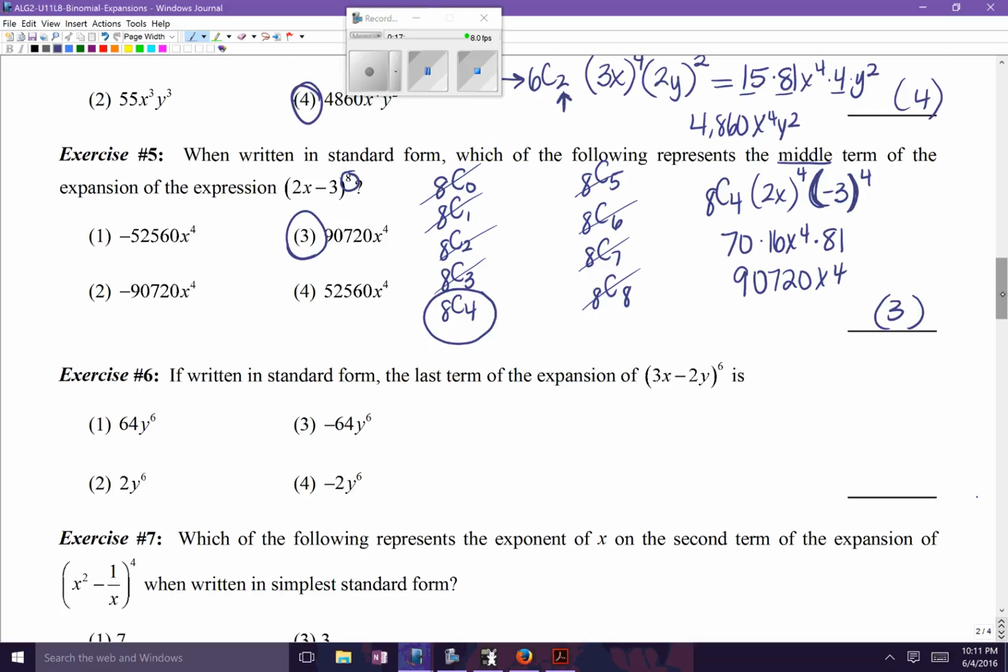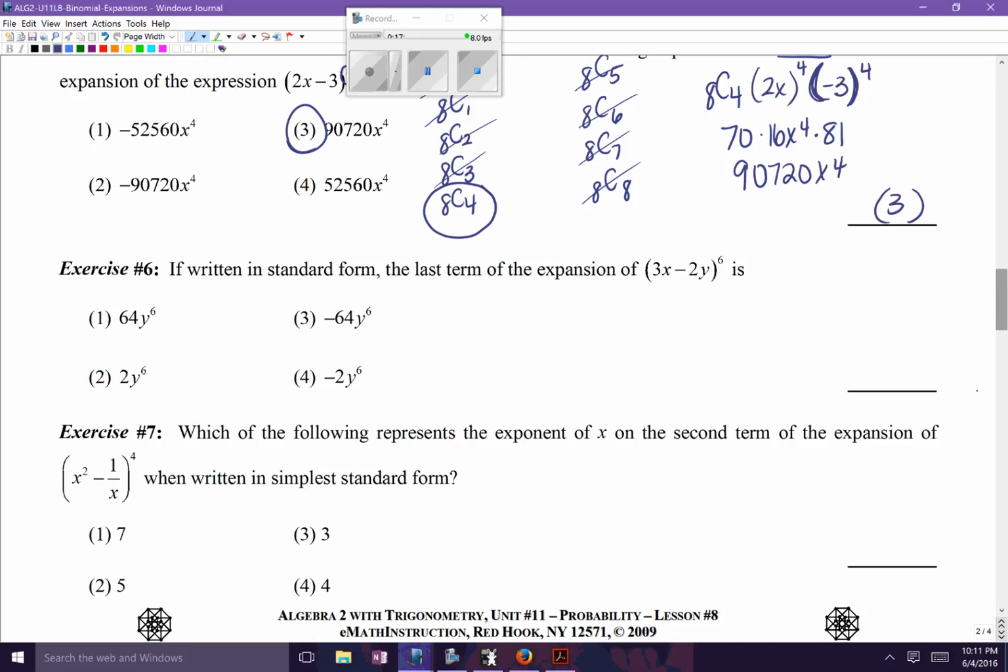If written in standard form, the last term of the expansion of (3x minus 2y) raised to the 6th power is, well, instead of me writing out all those values, are you able to figure out what the last term would be? If it's going in increasing order, 6 choose 0, I would get all the way up to 6 choose 6. I have my 3x, my negative 2y. I know that this value right here goes here. 6 plus what is 6? This is going to be raised to the 0 power.